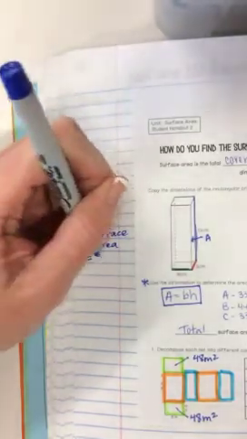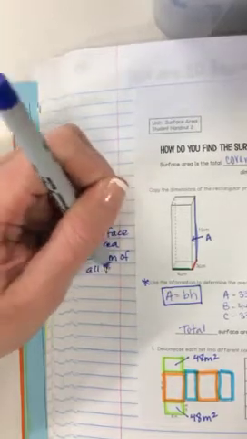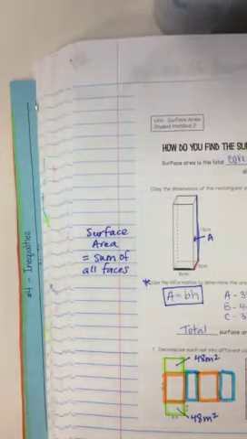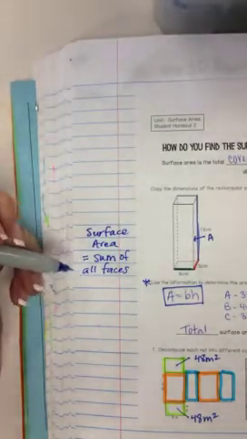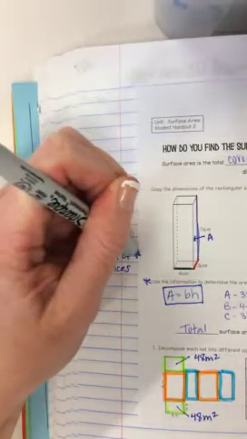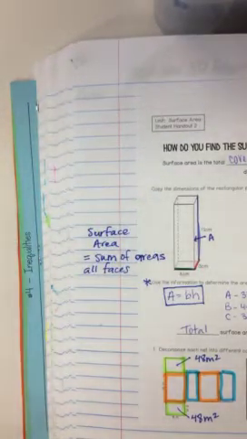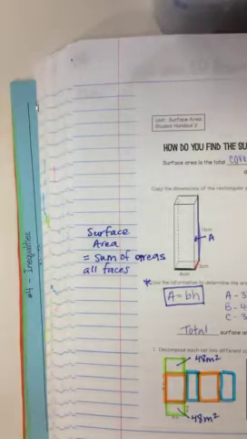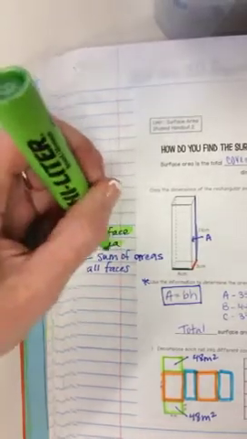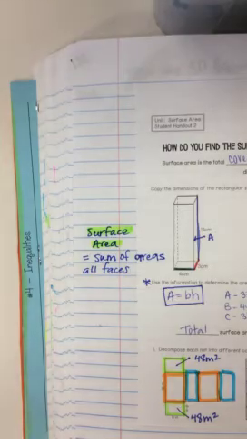Surface area equals the sum, which means to add, of all faces. Faces are the outsides. So it's the sum of the area of all faces. If you take all of the areas and add them all together, that equals your surface area. Okay, so you take the area of all of those faces, add them together, that equals your surface area.